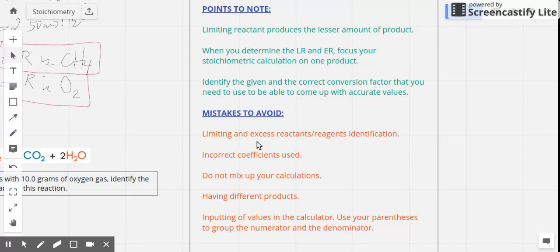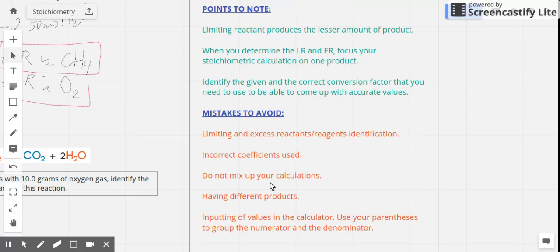And mistakes to avoid: limiting and excess reactants or reagents identification. Always take note, because these are reagents or reactants. You focus your attention on your given, which are identified to be on the left side of the equation. Then incorrect coefficients use. When you use the mole ratio, always check whether you balance them correctly or not.